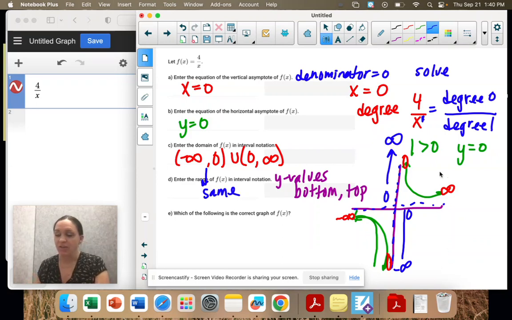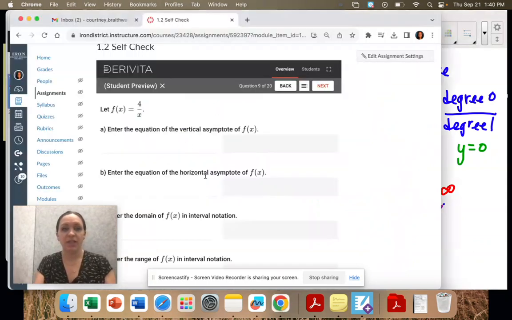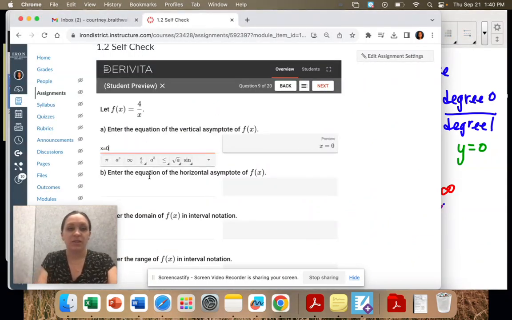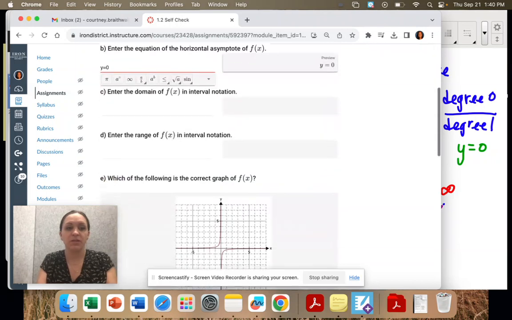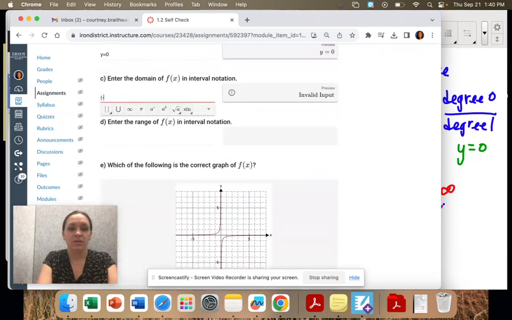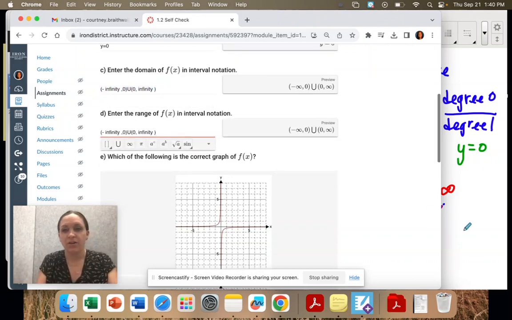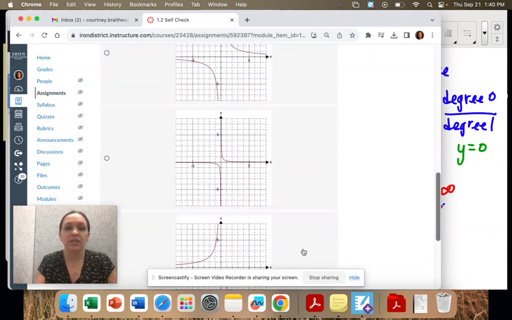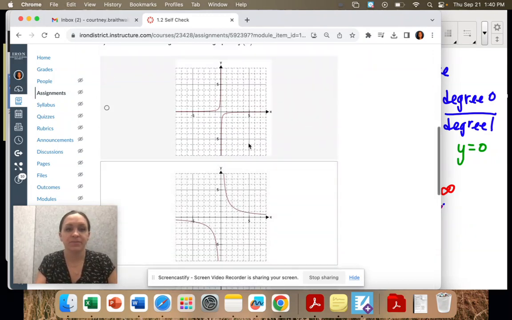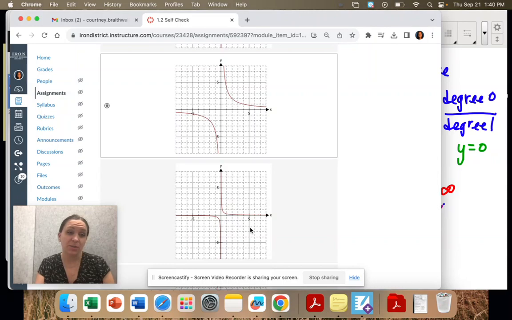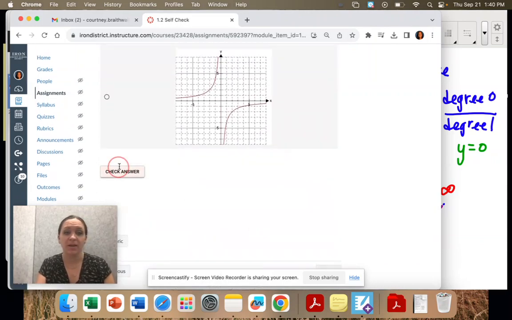And then we're going to pick the graph. So let's type everything in. X equals 0, y equals 0, negative infinity with our asymptote at 0. And I'm going to just copy paste that. And our graph was this one. And that you can just do in Desmos. Unless you want to graph by hand, you can.